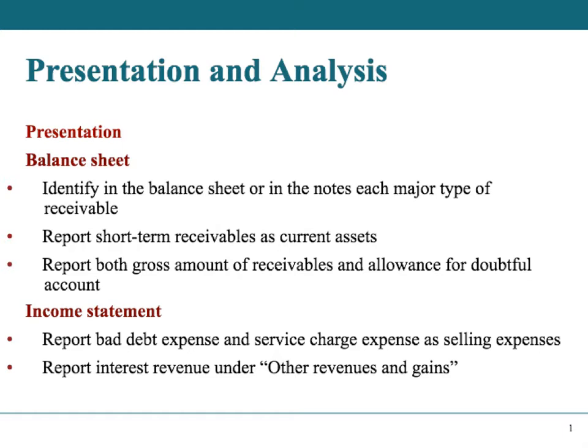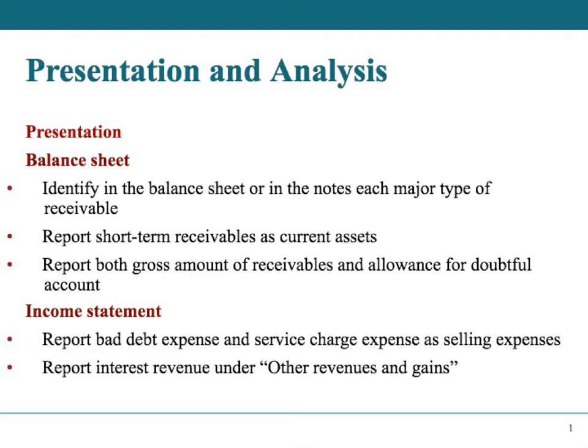And for both notes and accounts receivable, you could have the allowance account set up that should be subtracted. So you would list accounts receivable at gross amount less allowance for doubtful accounts. And then the amount that results would be called net realizable value or cash realizable value. Realizable means how much will we realize in cash.